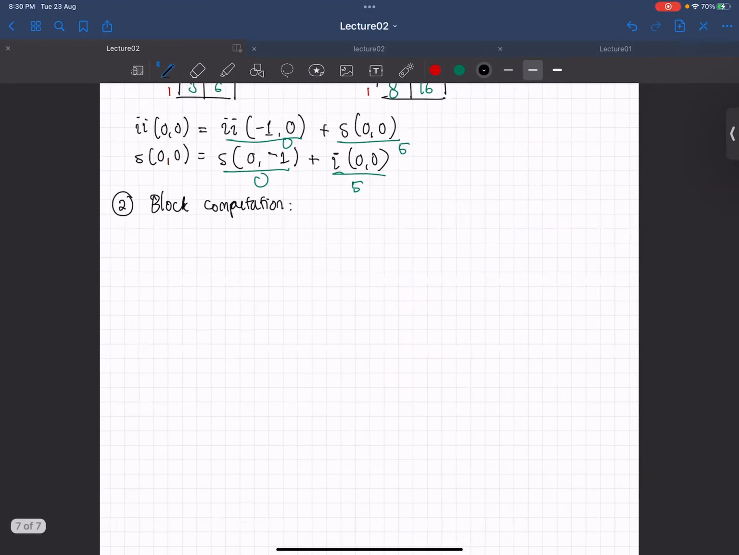So, block computation. You can imagine that you have blocks. One cell can be 1 pixel, or can be multiple pixels. One block here is not necessarily 1 pixel. It can be 1 pixel or more. Okay, that's called a block.